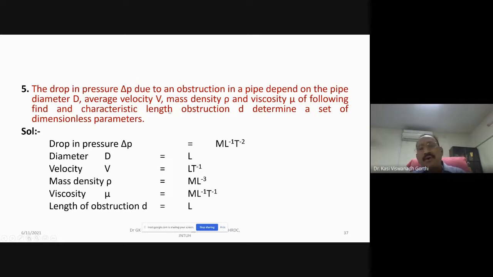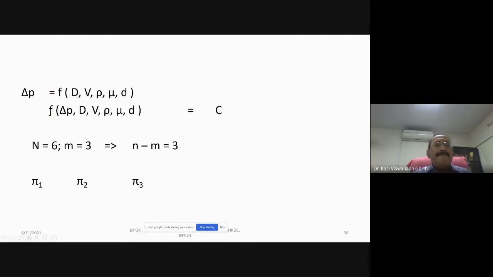Suppose you have a pipe flow where there is an obstruction, so there will be a drop in pressure. This drop in pressure depends on several parameters like diameter, average velocity, mass density, viscosity, etc. You need to find an expression, or a functional relationship, for the pressure drop delta P. Write all the dimensional formulae for all the parameters, and then identify the value of n, the value of m, and then the number of pi terms, n minus m, is equal to 3. Then pi 1, pi 2, pi 3 are to be computed.